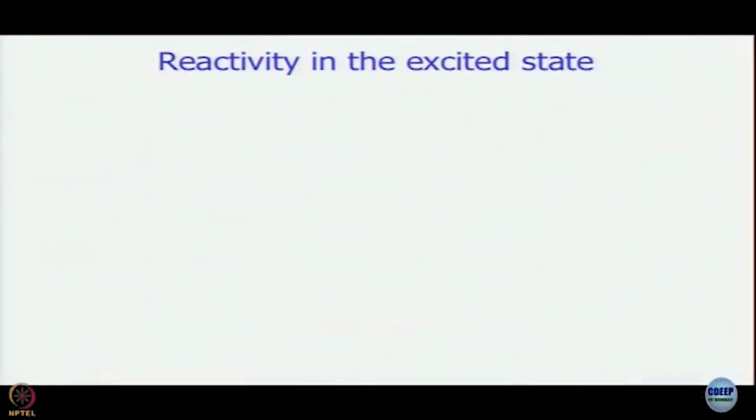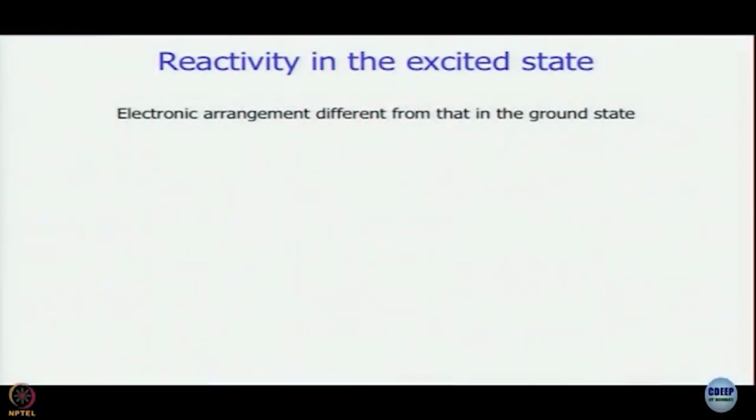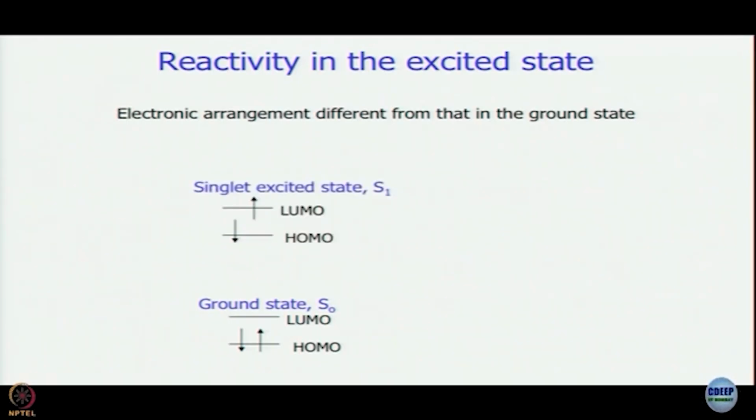So, this is something that I must have said in one of the modules earlier. The reactivity in excited state is different from that of ground state, and that is because as chemists we know that electronic configuration is different, and it is electronic configuration that determines reactivity. So, if you look at the ground state, this is the electron configuration HOMO 2 LUMO 0. This is, well, in first approximation the electron configuration of the S1 state.